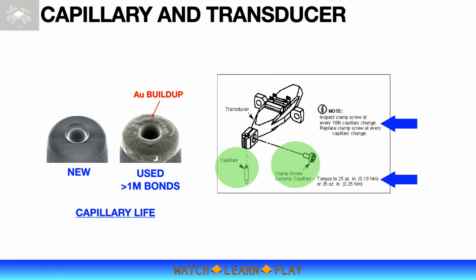Capillary is mounted on the transducer. And when replacing the capillary, there are some things that we should take note of and do to make sure that the transducer and capillary will work as intended. Transducer screw or clamp screw also has its own tool life or limit. A worn-out screw may affect transducer efficiency, so it must be replaced when it reaches its life limit.